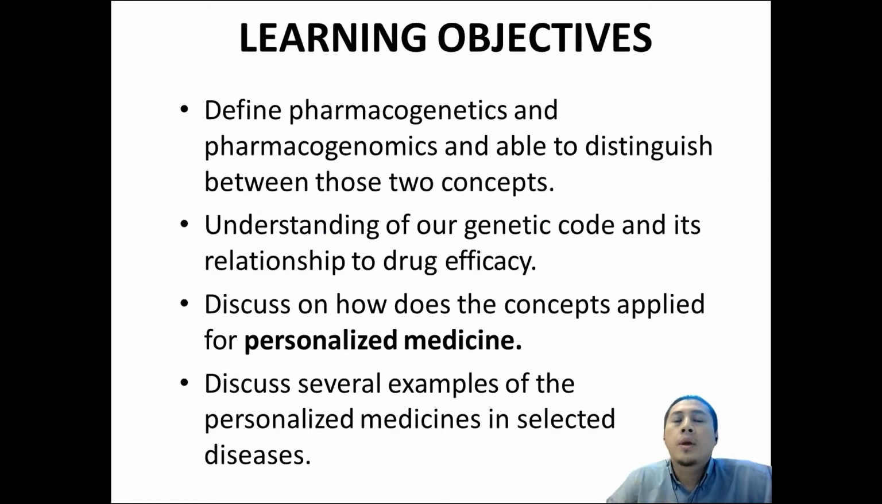All right. So the objectives of this lesson are to define pharmacogenetics and pharmacogenomics and be able to distinguish between those two concepts, to understand our genetic code and its relationship to drug efficacy, to discuss how the concepts are applied for personalized medicine, and lastly, to discuss several examples of personalized medicines in selected diseases.